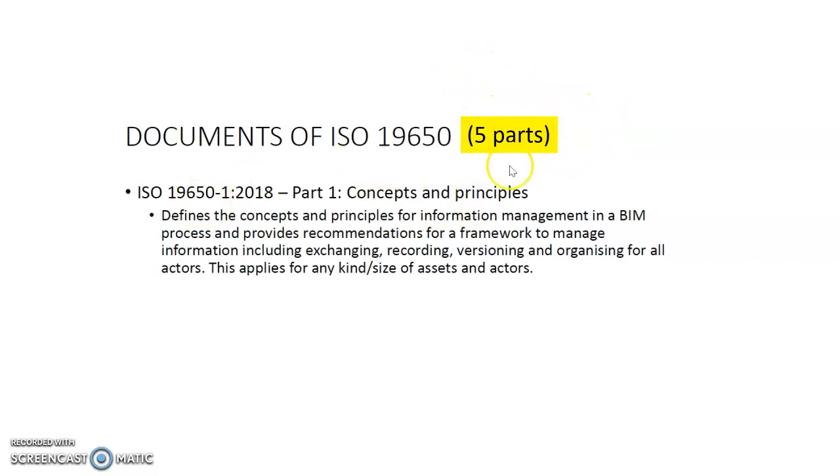There are altogether 5 parts in this document called the ISO 19650. Part 1 is talking about the principles and the concepts. It defines the concepts and the principles for information management in a BIM process and provides a recommendation for a framework to manage information, including exchanging, recording, versioning, and organizing for all actors. It also applies for any kind or any size of projects or actors. Actors just refers to the different stakeholders.